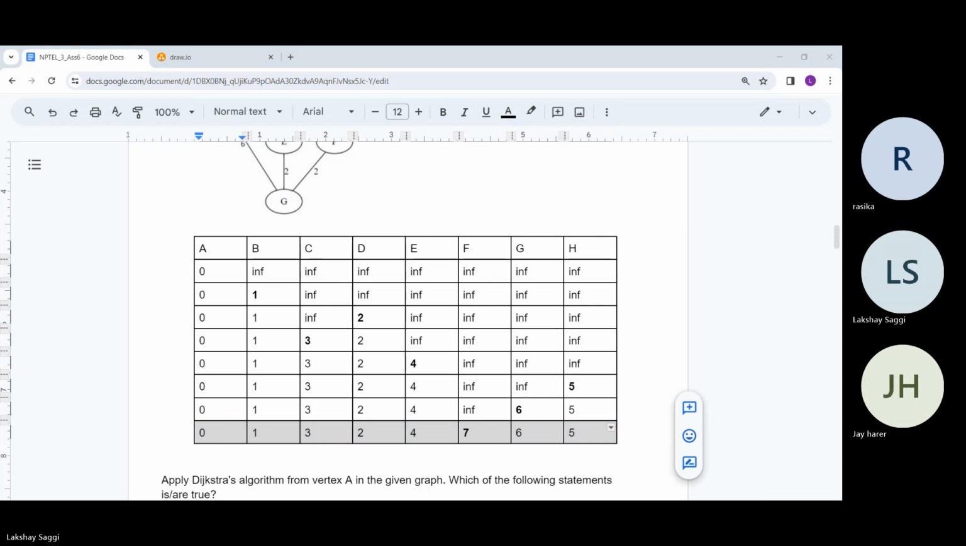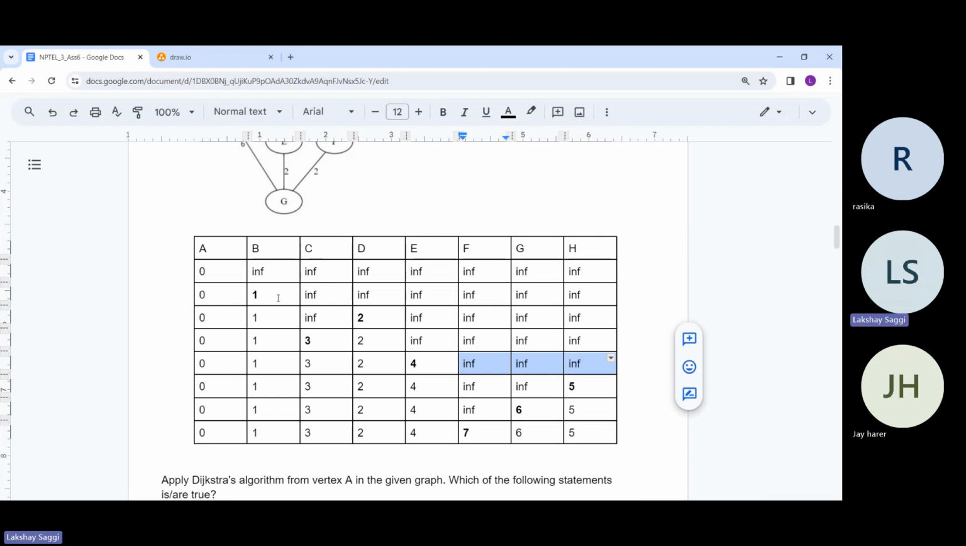Okay, so Jay is saying that he did not understand H with value 5. Okay, so Jay did not understand this step. Jay, I'm assuming that you have understood everything till this step. Till this step, we have visited the vertices and fixed the distances for vertices A, B, C, D, and E. We need to fix the distance for one of these, F, G, and H, now. In every iteration, only the distance of one vertex will be fixed.